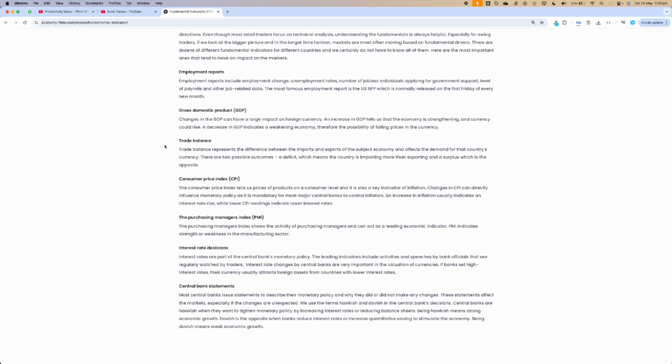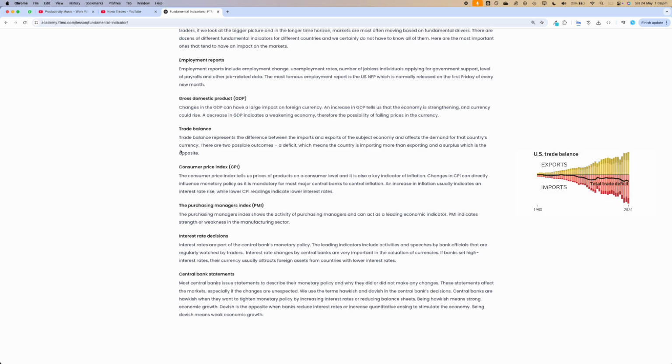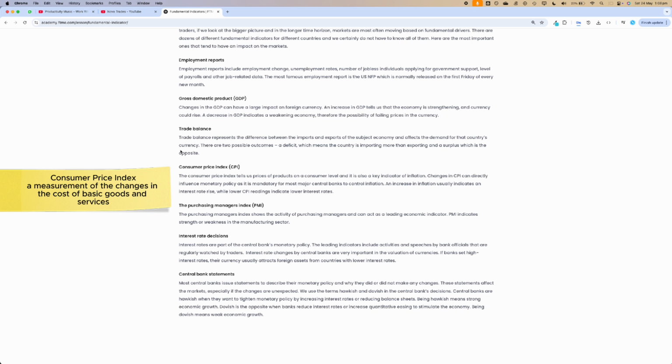A trade balance obviously represents the trade in a country, which basically means the imports and the exports of the economy itself, which affects the demand for the country's currency. So the outcomes of trade are a deficit, which means the country is importing more than exporting, and a surplus, which is the opposite.